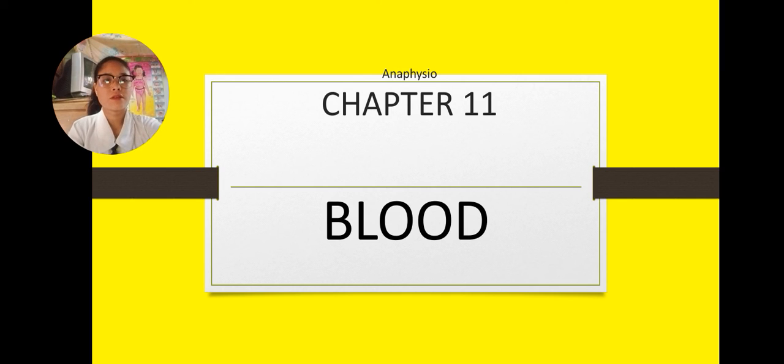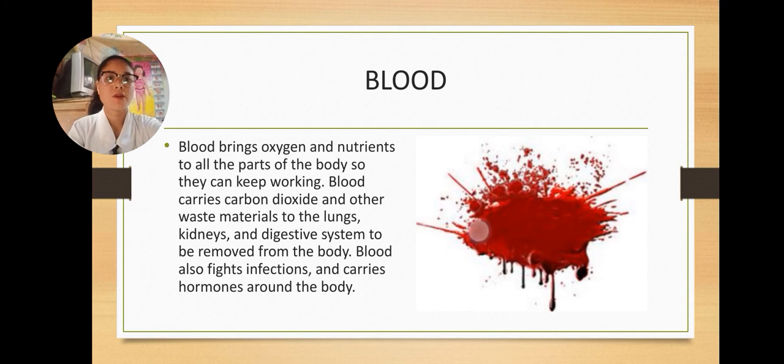So first is the blood. So what is blood? Blood brings oxygen and nutrients to all the parts of the body so they can keep working. Blood carries carbon dioxide and other waste materials to the lungs, kidneys, and digestive system to be removed from the body. Blood also fights infections and carries hormones around the body.